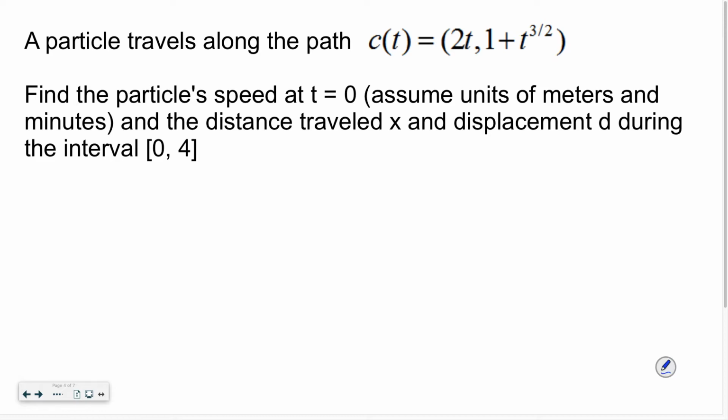So is x 2t? 2t. Okay, we are finding the particle speed at 0 and the displacement, or the distance traveled, x, and the displacement d.